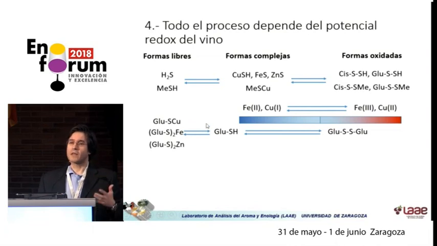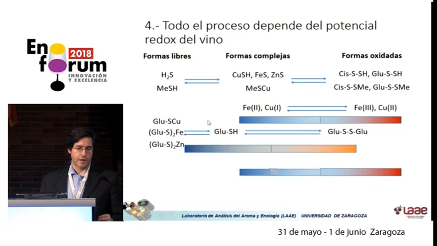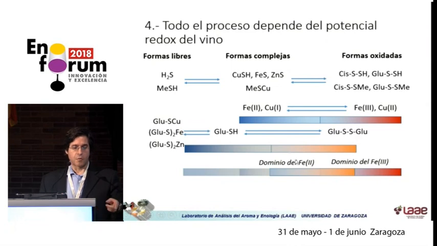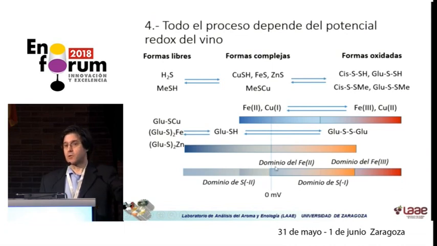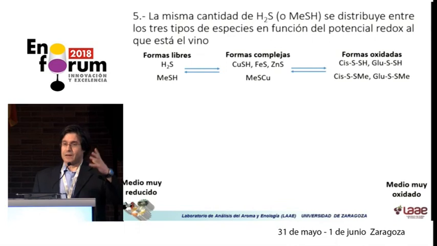All this is related to the redox potential of wine, which is due to two chemical balances: the oxidized glutathione and the reduced glutathione. What you can see here on the screen, we have the domain of iron 2 and the domain of iron 3, the domain of sulfur -2 and the domain of sulfur -1. This happens around 0 millivolts, and this happens around 100 millivolts. This is what we get when we have a very reduced wine, and this is what we get when we have a highly oxidized wine.